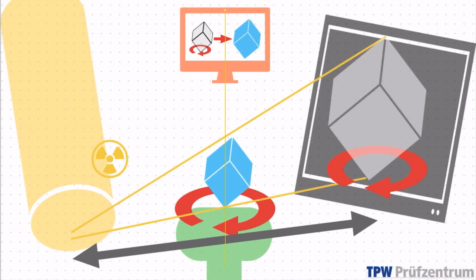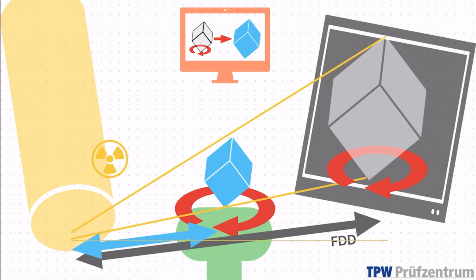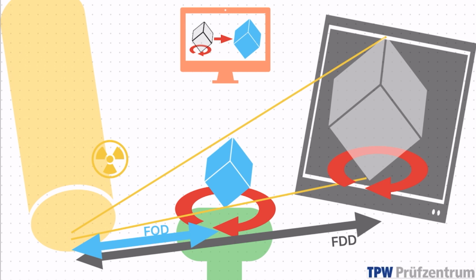The distance between the X-ray source and the detector is referred to as FDD, or focus detector distance. And then there's a second distance of importance here, which describes the distance between the X-ray source and the sample, and this is called the FOD, or focus object distance. The ratio of FDD over FOD describes the magnification with which the sample is projected onto the detector.